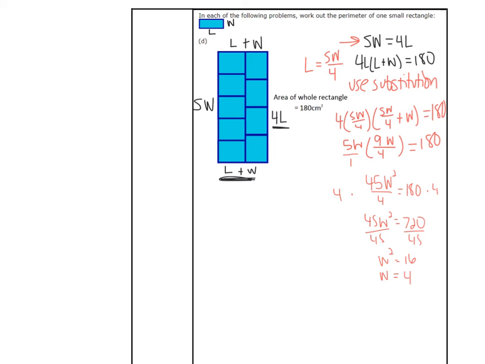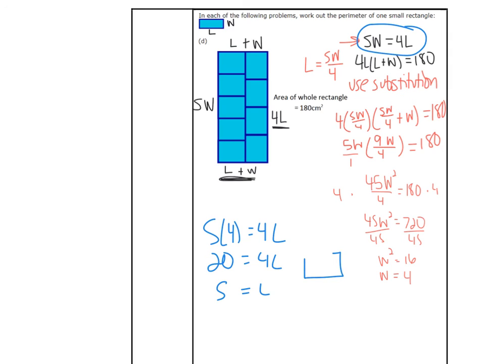And I can use one of my equations to help me find L. I'm going to use the very top one that I had. So 5 times 4 is 4L. So 20 equals 4L. L must equal 5. And now let's see, it actually wanted me to find the perimeter of one small rectangle. So if my lengths are 5 and my widths are 4, that would be 10 plus 8. My perimeter would be 18 centimeters for one small rectangle.